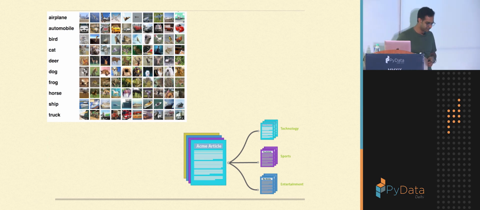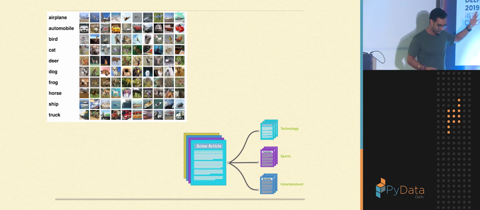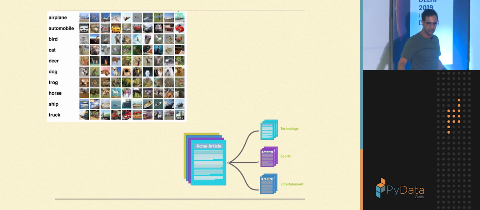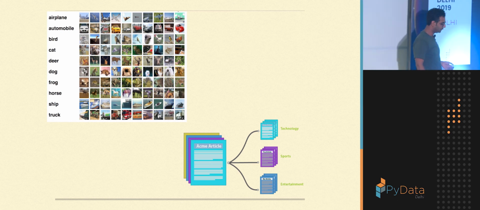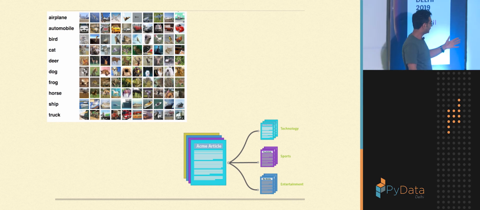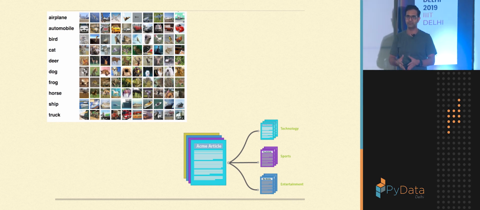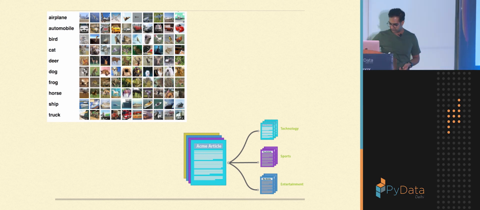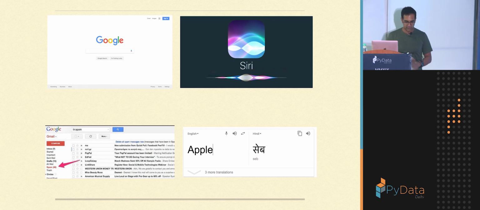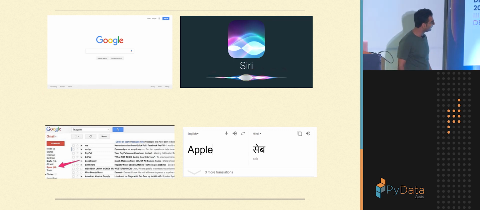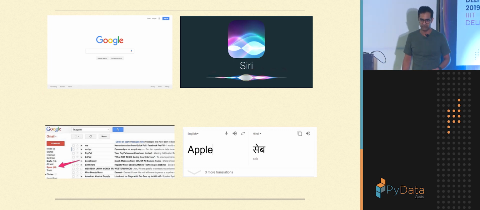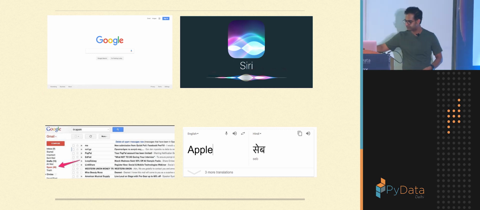Another example of supervised machine learning is image classification. Maybe not just cats and dogs, maybe a bunch of other categories that we want to classify images into. Classifying documents, news articles, whether this is about sports or entertainment or legal or politics. Other examples that we see in our daily lives: Google search, Siri, email spam detection, Google Translate.